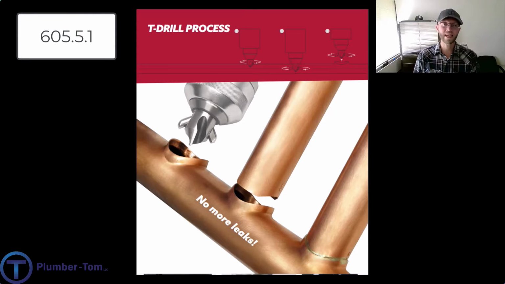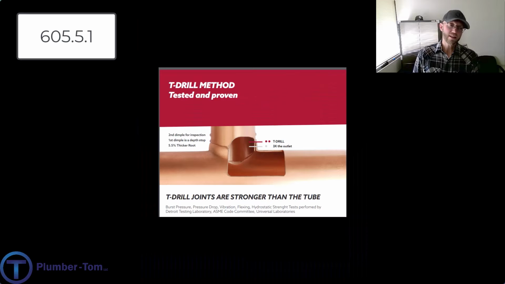605.5.1 talks about mechanically formed fittings. This is the T-pullers. You can go into a copper pipe and actually mechanically form a connection point. It's not as common these days, but it is possible. And if that's the case, then the height of that connection point would be not less than 3 times the thickness of the branch tube wall.